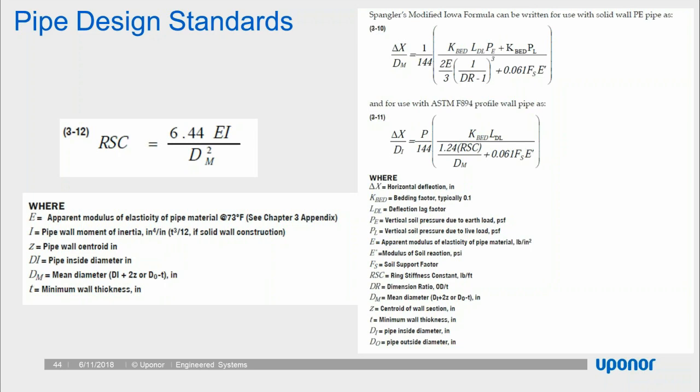Weholite F894 pipe utilizes a ring stiffness constant, which is different than a ring stiffness. Ring stiffness constant has been developed specifically for F894 pipe to address handling stiffness as well, and the need for a stiffer pipe in larger diameters to handle handling and installation in the field.